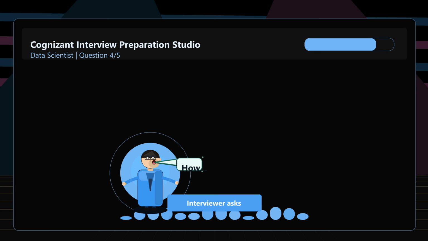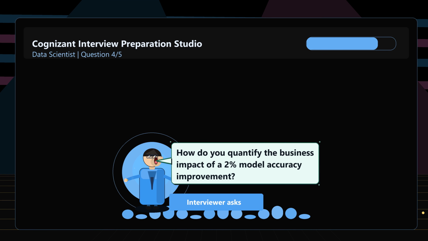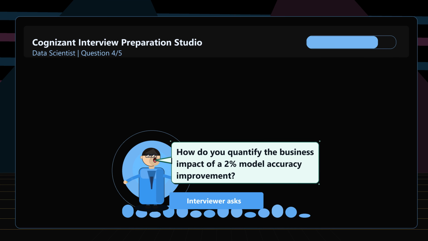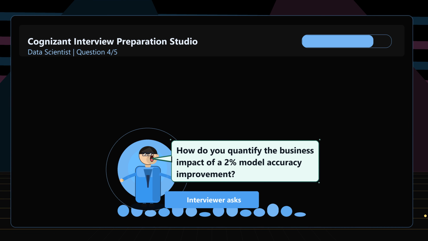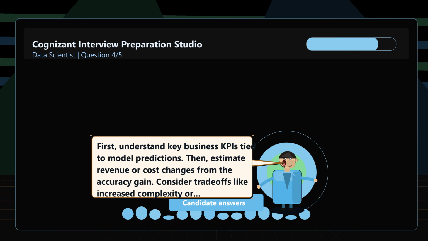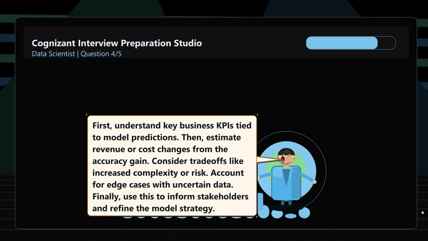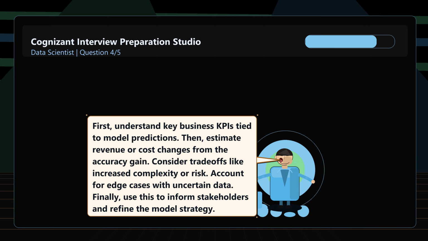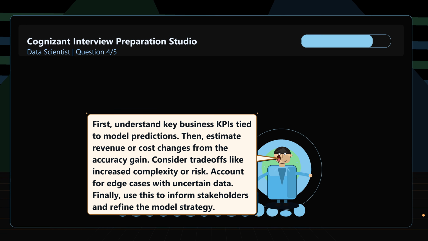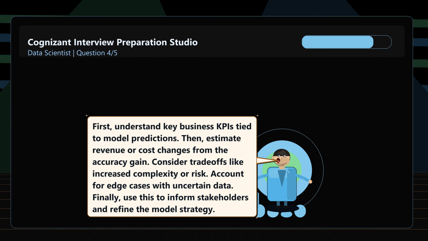Can you explain how you would quantify the business impact of improving model accuracy by 2%? How do you approach this analysis? To quantify a 2% increase in model accuracy, I first identify the key business metrics affected by model predictions, such as revenue, cost, or customer satisfaction.